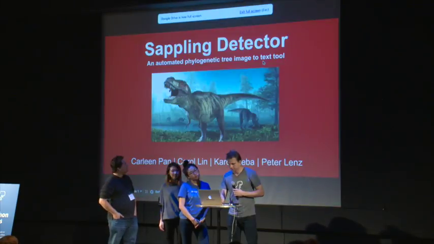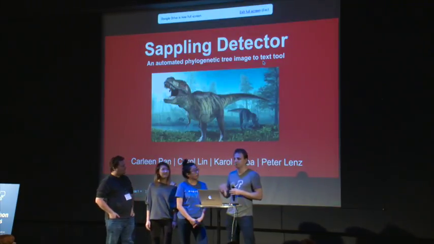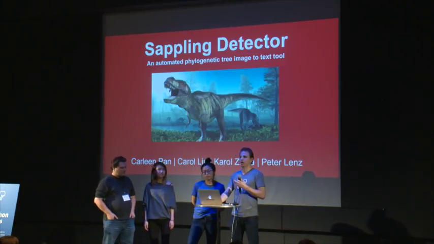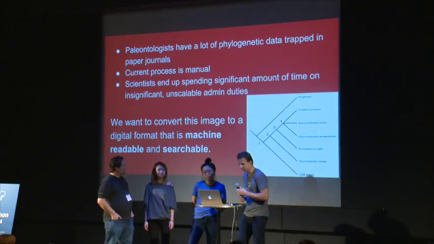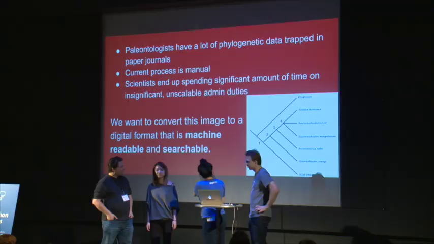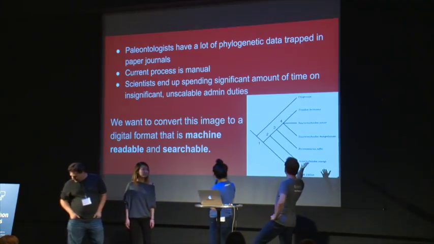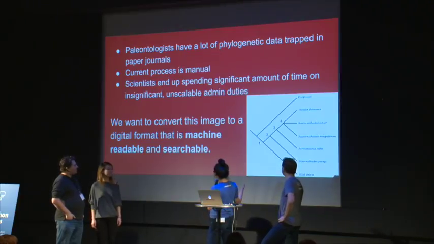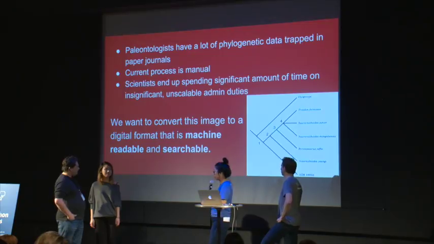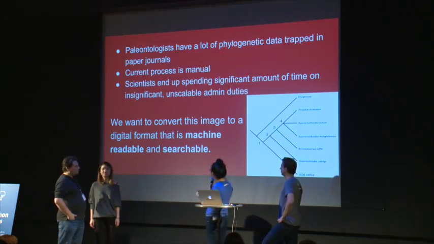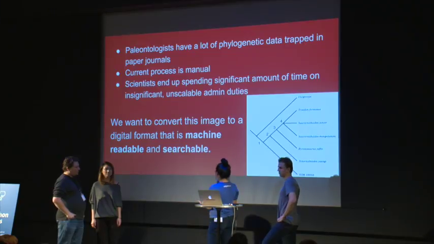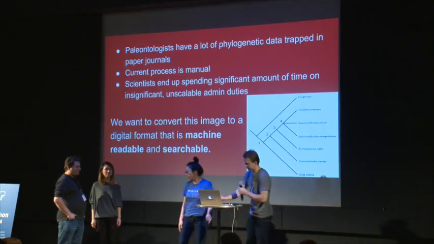All right, so we're Sapling Detector, and we built a program that could automatically take these pictures of trees and convert them to the text format that was just described. This is a phylogenetic tree. You've probably seen a lot of these in your science textbooks. It shows the evolutionary history and the relationship between plants, animals, and different biological species. The group before did a really good job saying we basically want to translate this, which is what you're going to see in all the research papers and old textbooks, and make it machine readable, searchable, and in a digital format.